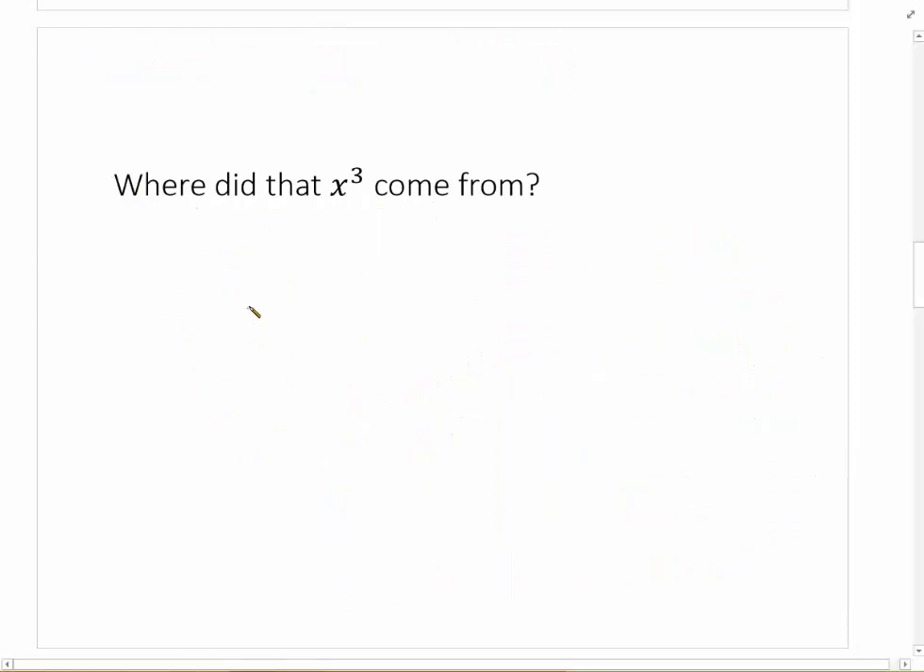Alright, so now where did that x cubed come from? Recall that the equation, after we divided through by the x, we had y prime plus 3 over x times y is equal to x to the 5th. And now what I did was, I took that plus 3 over x, and I used it to create what's called an integrating factor.